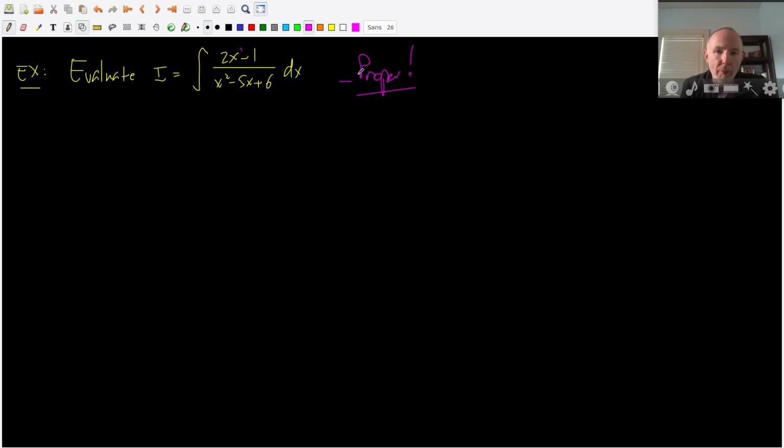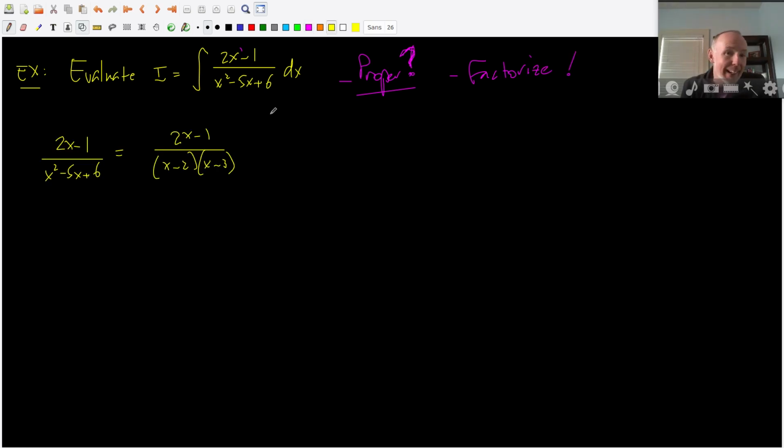If we have a proper fraction, that's our first question. So let's turn that into a question: is it a proper fraction? If it is, then the first thing to do with these problems is to factorize. So let's look at what we get. And again, this is just algebra.